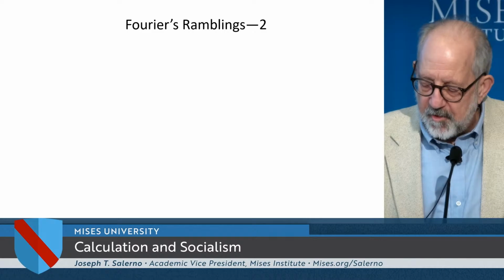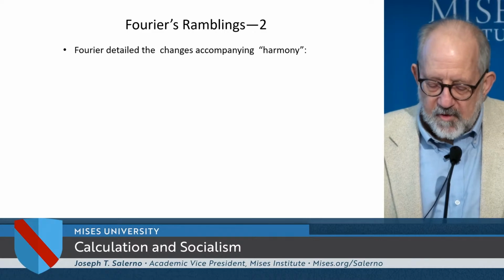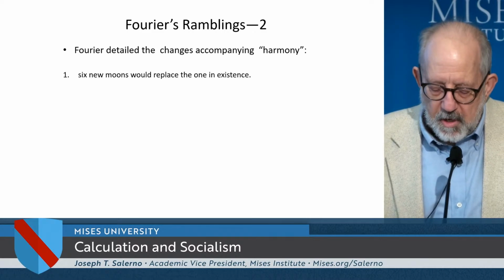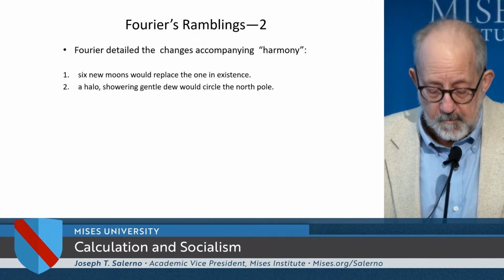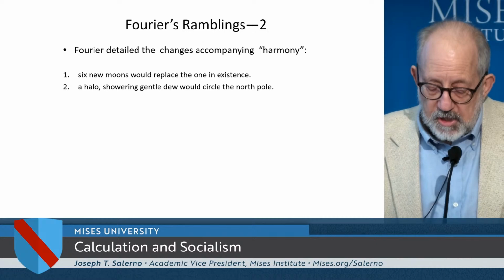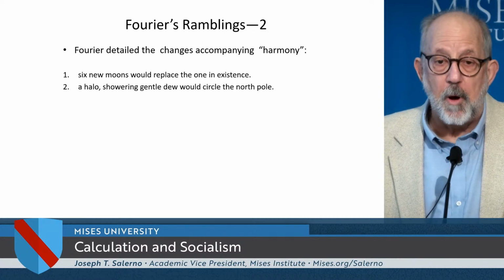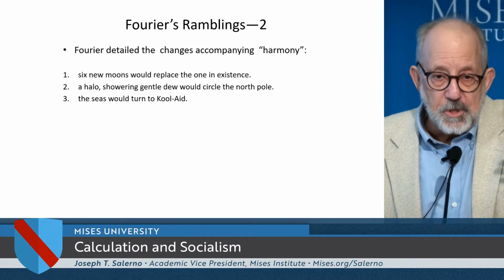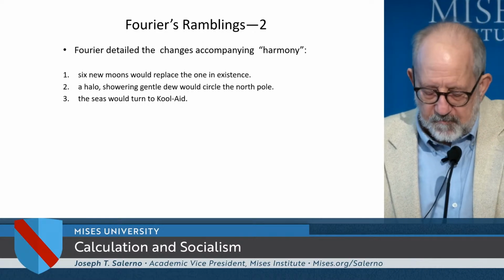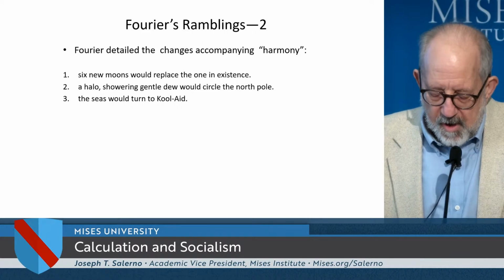Also, some other things, it gets better. Fourier said that the changes that would accompany harmony, 6 new moons would replace the one in existence, okay? A halo showering gentle dew would circle the North Pole. The seas would turn to Kool-Aid, or whatever juice, children's drink they would have back then.